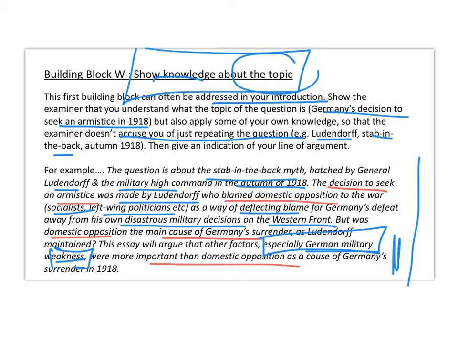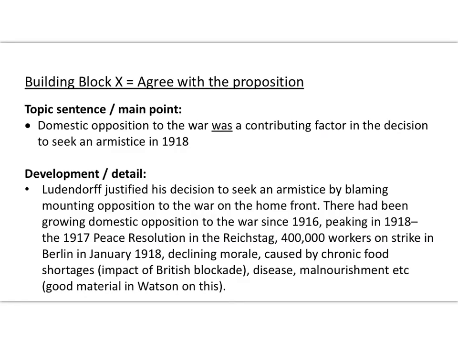We'll get on to the conclusion at the end, but you don't want to just reach a conclusion. The worst type of conclusion is where the examiner has no idea what it's going to be, and it suddenly comes upon you. That's building block W. Building block X, as we said, you're agreeing with the proposition. You've already worked out your strong topic sentence: domestic opposition was a contributing factor to the decision. Now you've got to develop it with detailed knowledge.